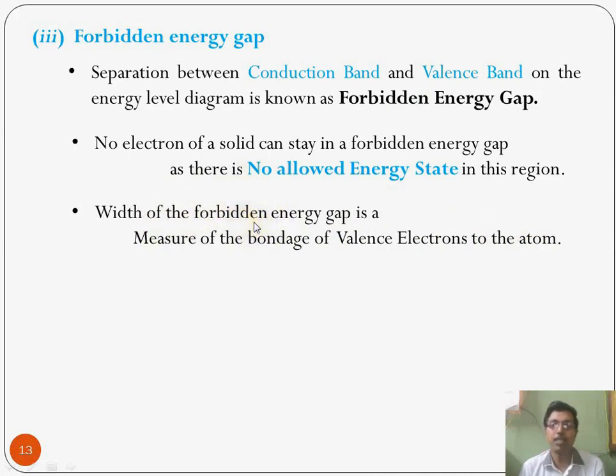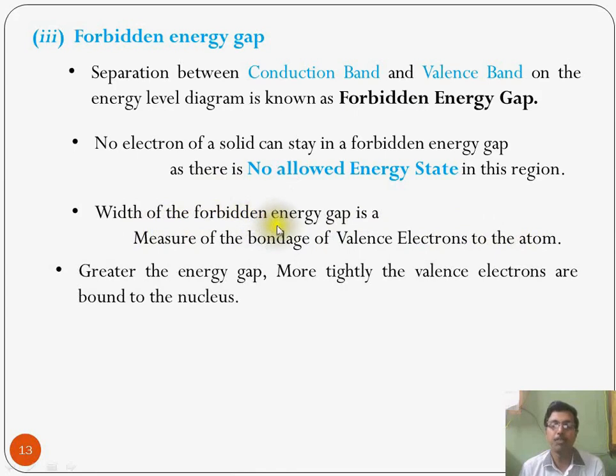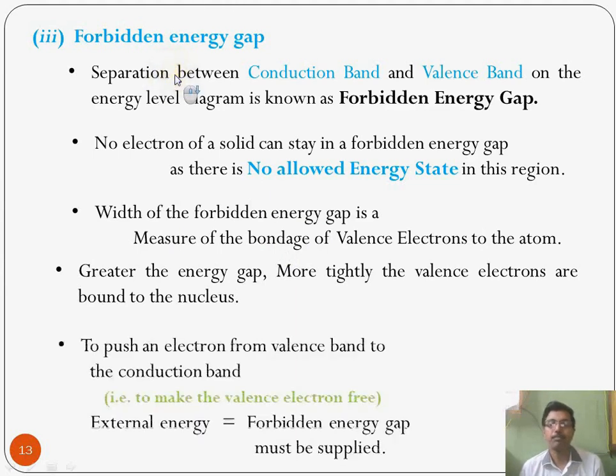Usually this forbidden energy gap is measured in terms of electron volts. Based on the energy gap, we can say how tightly the valence electrons are bonded or coupled with the nucleus. If you find the energy gap is very high, then it means the valence electrons are tightly bonded with the nucleus.